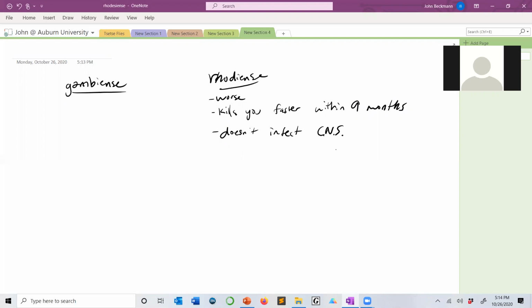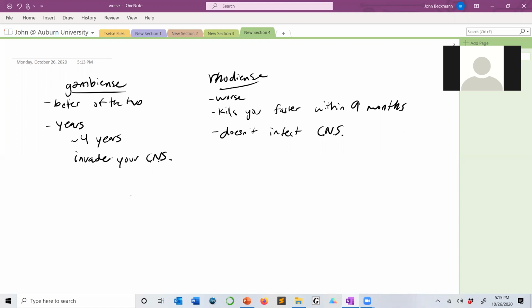The central nervous system. Okay, so let's compare this to the Gambiense strain, which is considered like the better of the two to get. You're less likely to die, but this one will survive in you for years. If you get it, you can have it for, you know, like 4 years. And over the course of that time, it will invade your central nervous system.